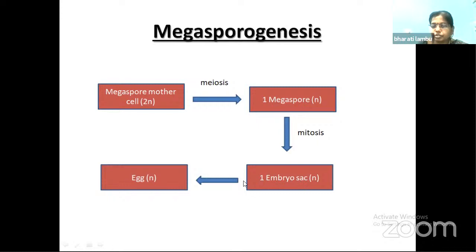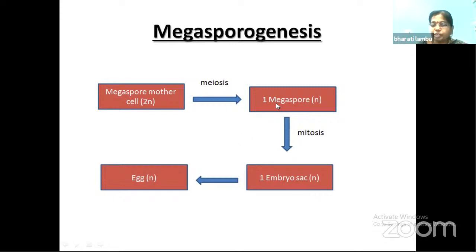Inside this embryo sac, you will find the egg. So what is the egg? Here it is a female gamete. There, in the pollen grain, we have seen that male gametes are present. What is the pollen grain? The pollen grain is a male gametophyte. Here the embryo sac is a female gametophyte. So inside this embryo sac, the egg is present. So the egg is the female gamete, and the embryo sac is the female gametophyte.